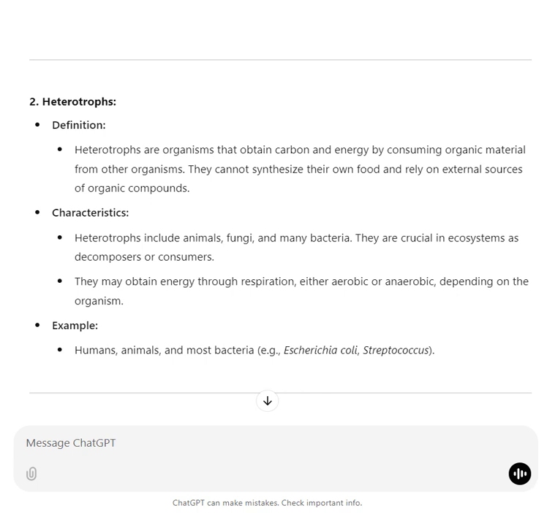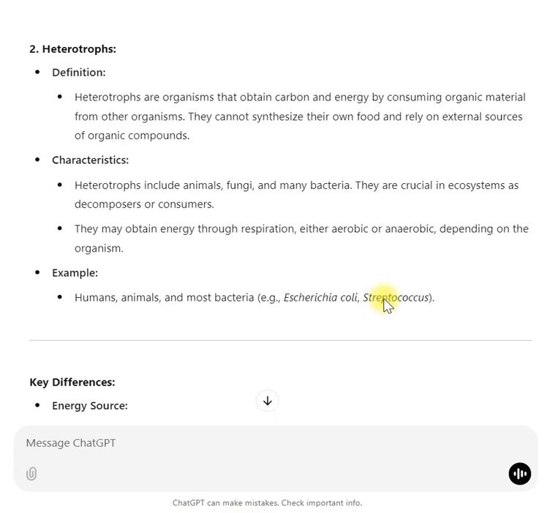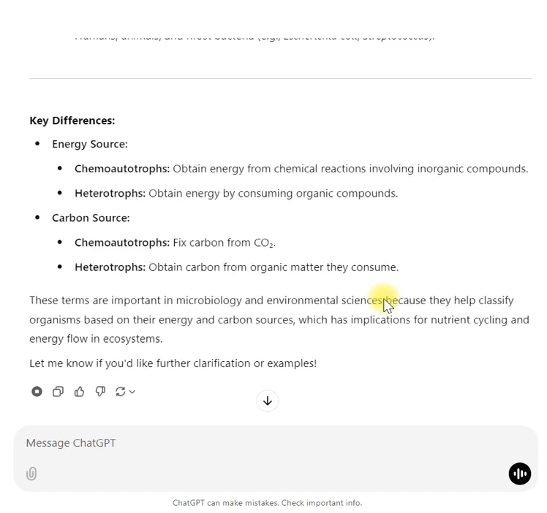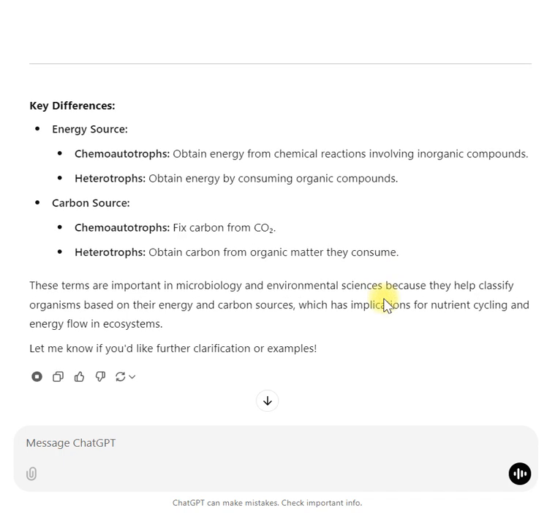Key differences. Energy source: Chemoautotrophs obtain energy from chemical reactions involving inorganic compounds. Heterotrophs obtain energy by consuming organic compounds. Carbon source: Chemoautotrophs fix carbon from CO2. Heterotrophs obtain carbon from organic matter they consume. These terms are important in microbiology and environmental sciences because they help classify organisms based on their energy and carbon sources, which has implications for nutrient cycling and energy flow in ecosystems. Let me know if you'd like further clarification or examples.